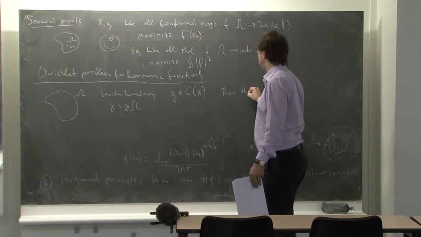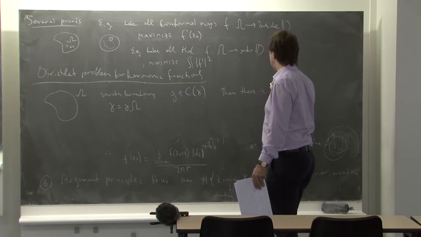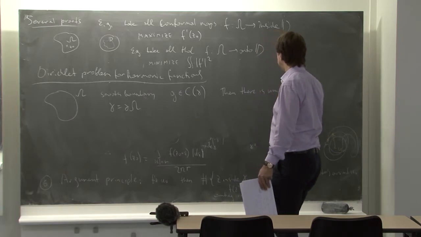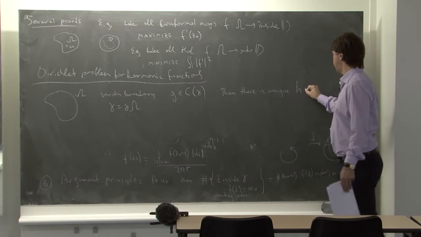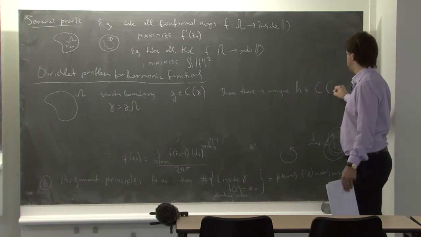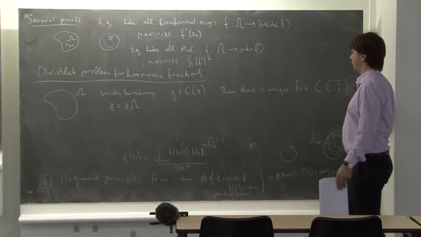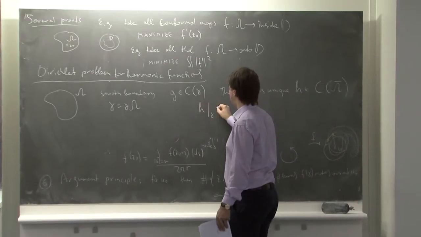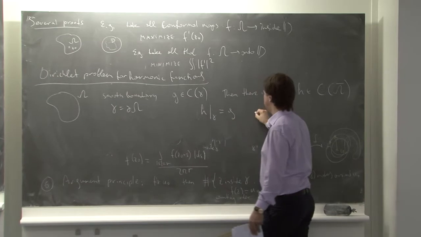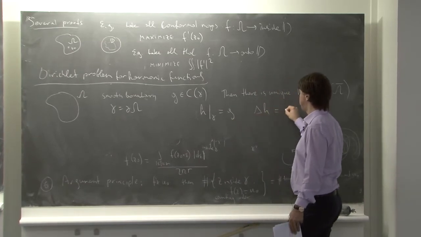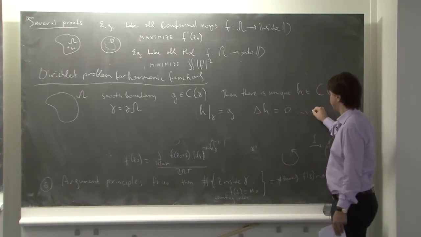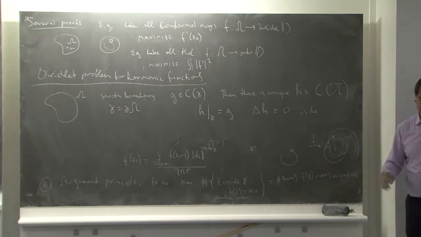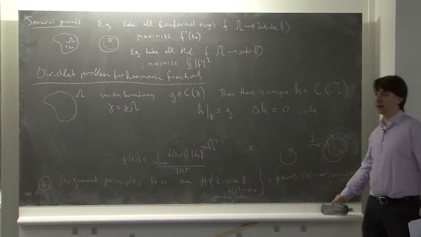Then there is a unique function h, which is continuous in the closed domain omega, so that h on gamma is equal to g, and the Laplacian of h is 0 inside. So there is a unique harmonic function with given boundary values.